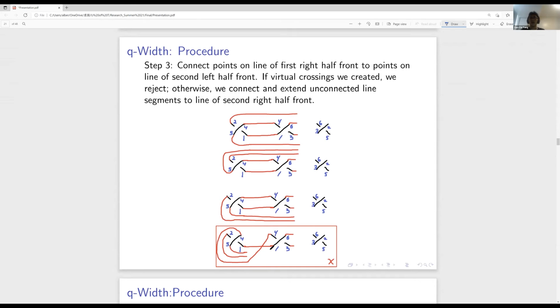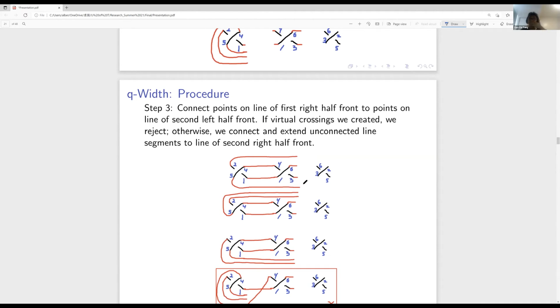If at this point I created a virtual crossing, for example in this case, I'm going to reject this case as being impossible. What I'm rejecting right now is the order in which the line segments leave the first crossing. Now, if at this stage I reject all of the possible orders, then I have rejected a crossing permutation as being impossible to produce a quick width permutation. But otherwise, if I don't reject all of it, I will take the remaining ones that are unrejected.